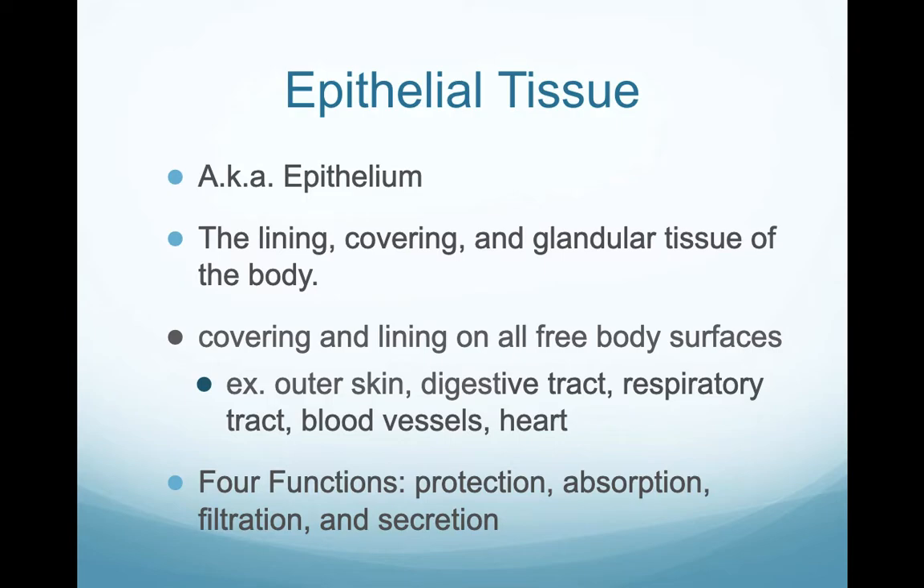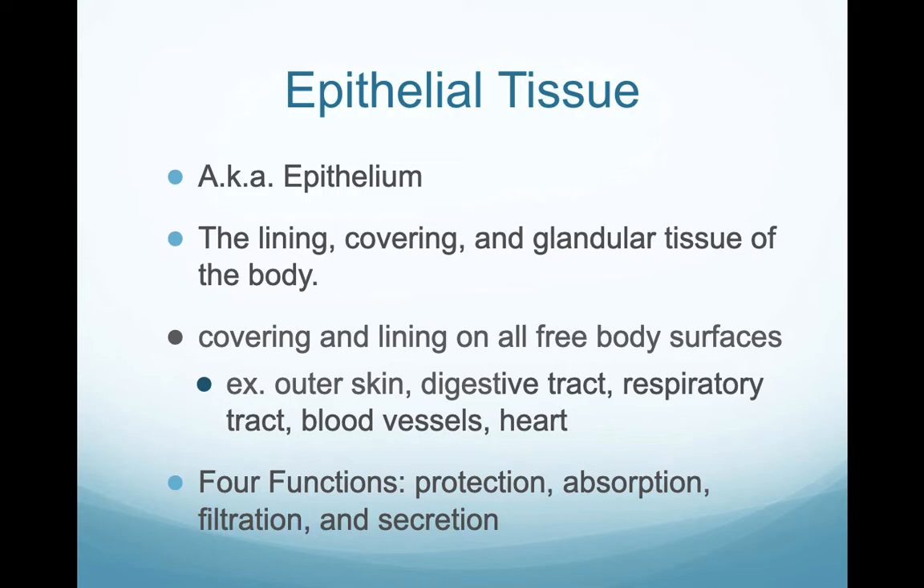And what I mean by a free body surface is that you have cells that are not touching anything else on one side or any other cells. So for example, your skin, this outer layer is an epithelial tissue because it's not touching anything else in your body. Same thing with the lining of the digestive tract, respiratory tract, and blood vessels. Those are all hollow tubes, so the inside layer of that tube is not touching any other cells. Therefore, that is an epithelial tissue.